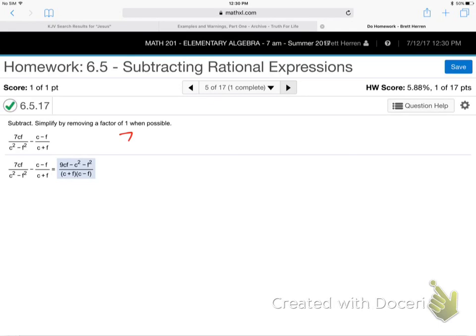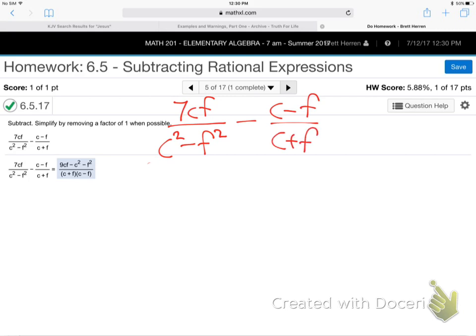So 7CF over C squared minus F squared, minus C minus F over C plus F. Okay. I'm going to run out of room, so let me go up here.